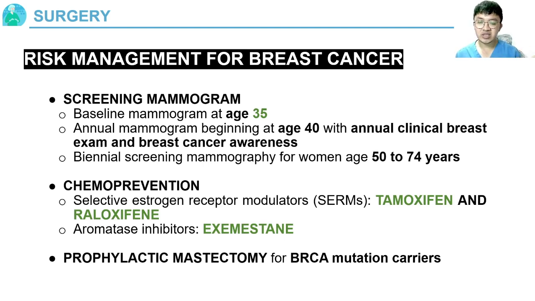Now, your aromatase inhibitors, however, have a side effect of predisposing the patient to decreased bone density. So you need to give bisphosphonates to these patients, as compared to your tamoxifen. So they have their own advantages and disadvantages. Prophylactic mastectomy may be given for BRCA mutation carriers also.